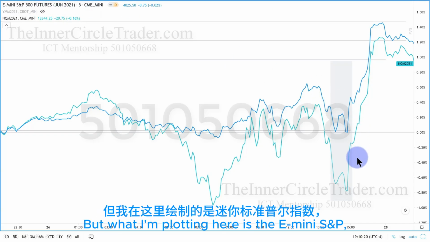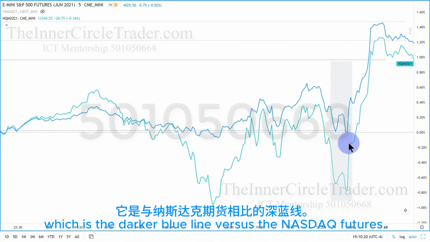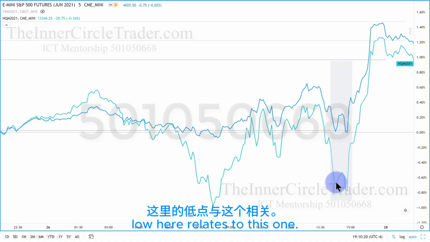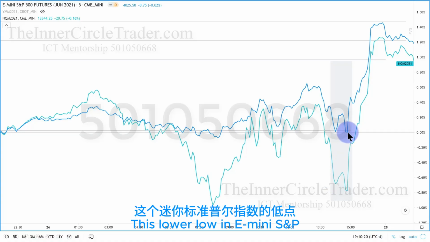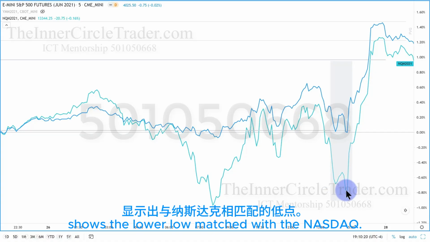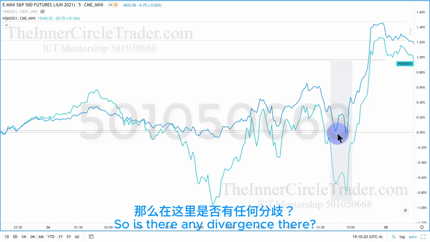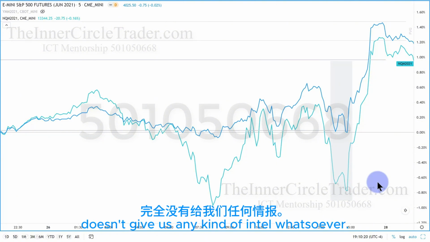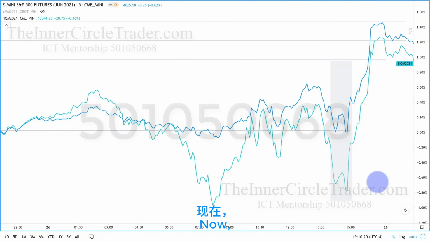But what I'm plotting here is the E-mini S&P, which is the darker blue line, versus the NASDAQ futures. The low here relates to this one. This lower low in E-mini S&P shows the lower low matched with the NASDAQ. So is there any divergence there? No. Doesn't give us any kind of intel whatsoever.